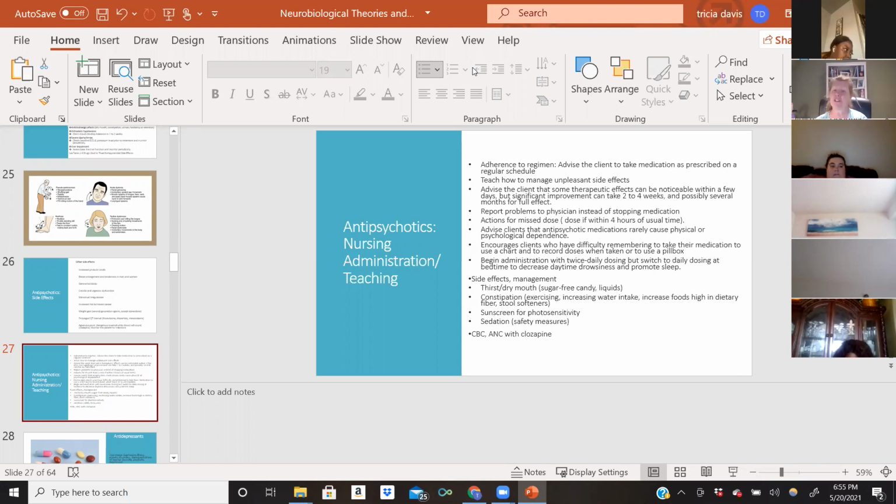So exercising, increase your water intake, increase foods that are high in fiber. If we put more fiber into our stools, remember it bulks our stool up, it makes it weigh more, it stimulates peristalsis, and then they won't be constipated. And then stool softeners, not laxatives, okay? Not laxatives, stool softeners. If they were extremely constipated, then you could say, okay, take a laxative. But for testing purposes, we're only talking about stool softeners.